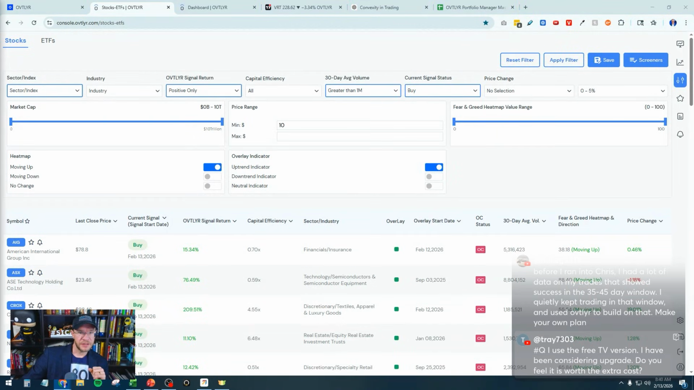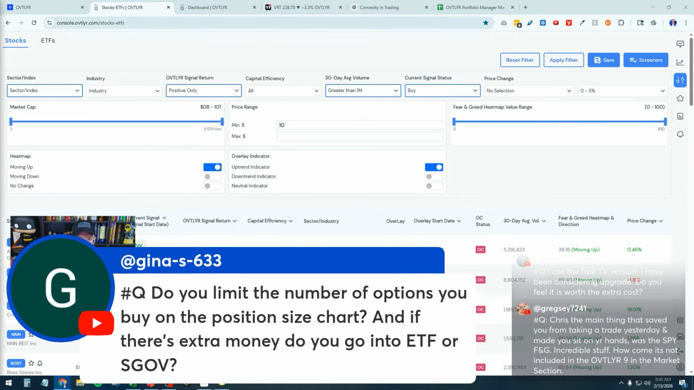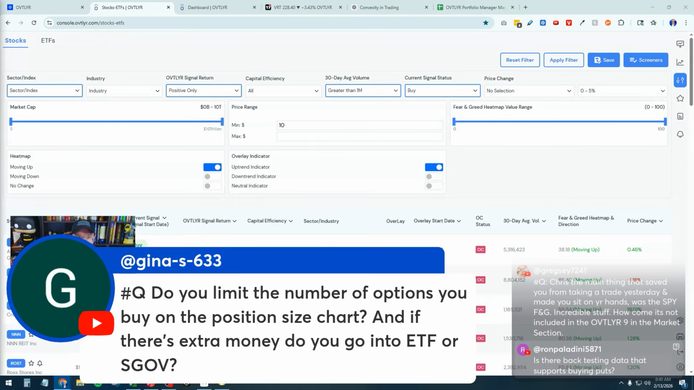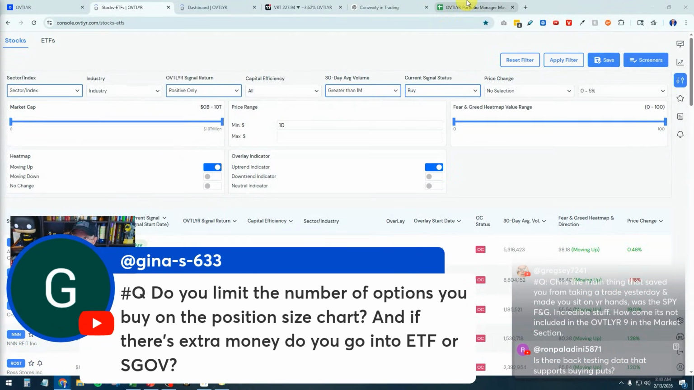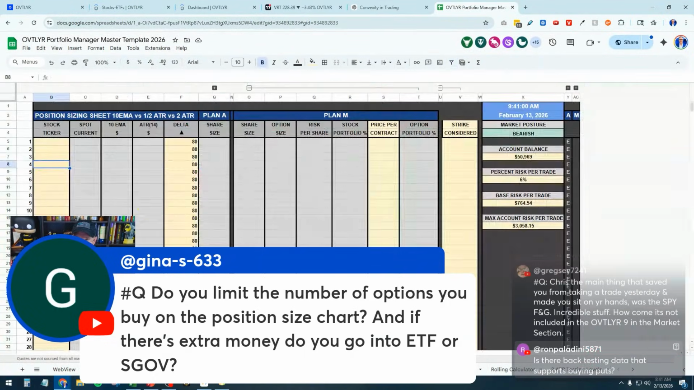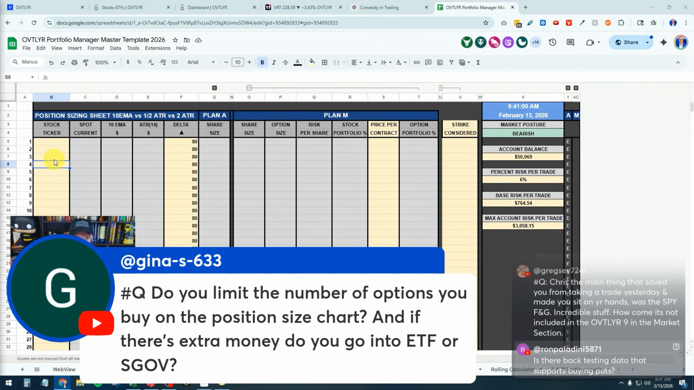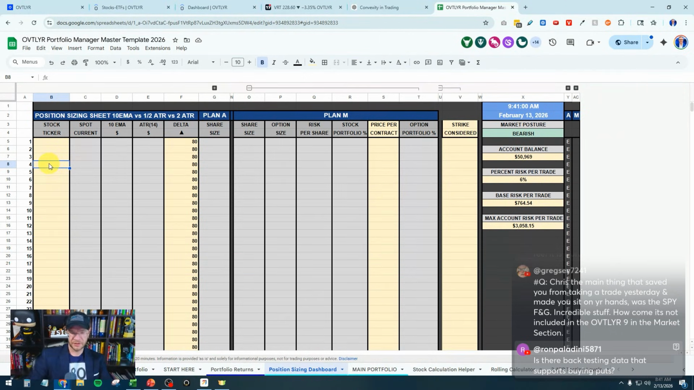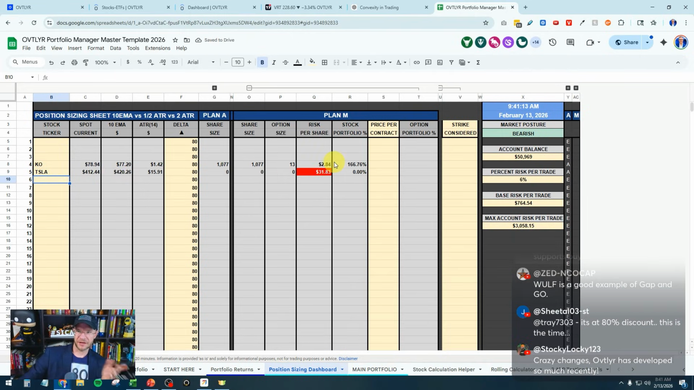Let's see. Do you limit the number of options you buy on the position sizing chart? Well, yeah, of course. You can't just buy 100 of everything, right? This is going to be difficult because there's a lot of stocks that are trending down right now, but the two that I like to use are Coke and Tesla. Coke is a staple stock, so I can see why that's moving up. How about VRT? Let's use VRT. I know that one's trending up.